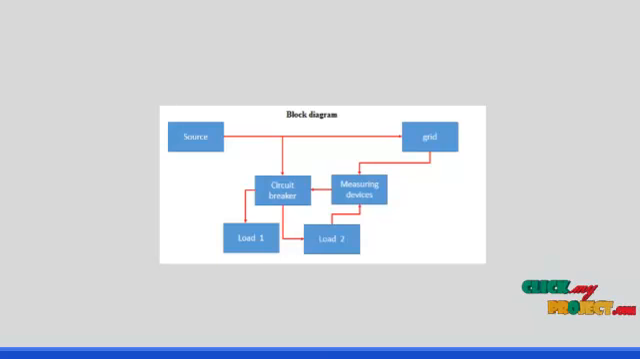In between the grid and source, two loads are connected, load 1 and load 2. Those loads are connected through a circuit breaker. That circuit breaker disconnects, depending on which load is enabled in the conditions.